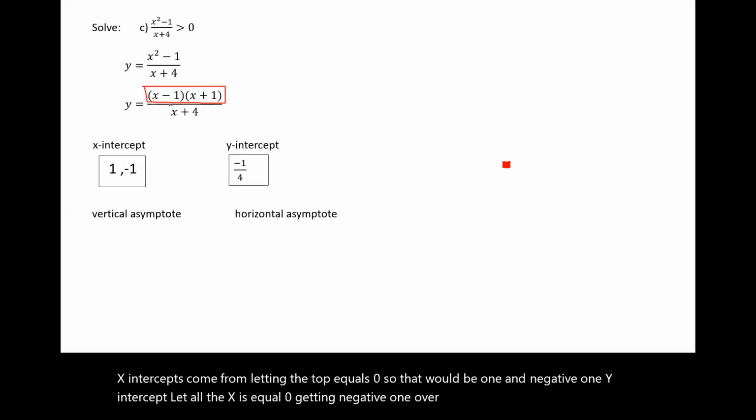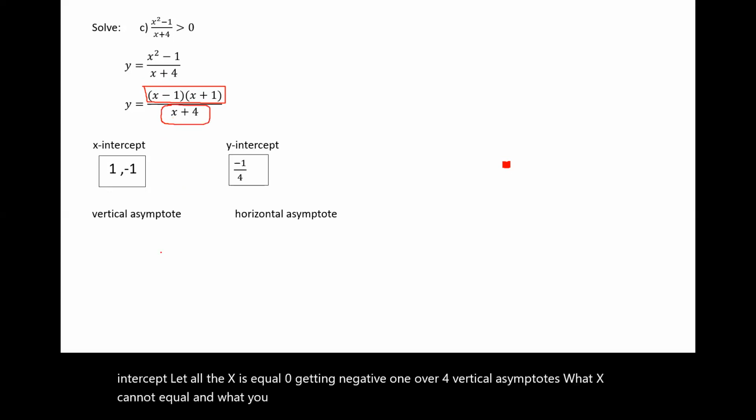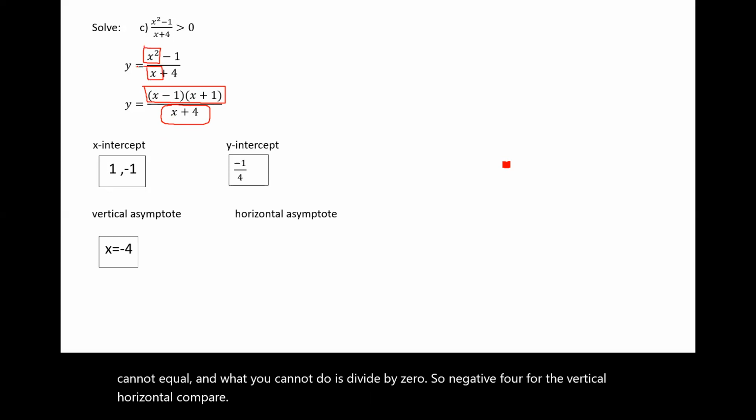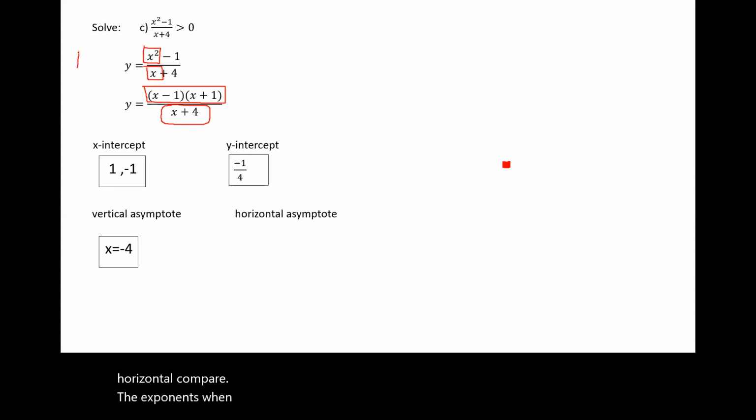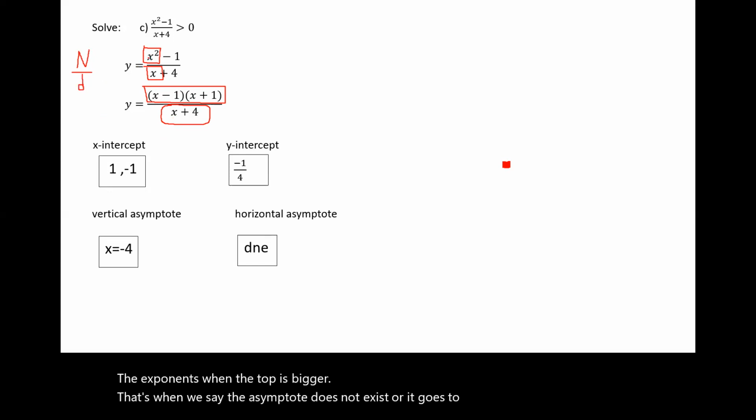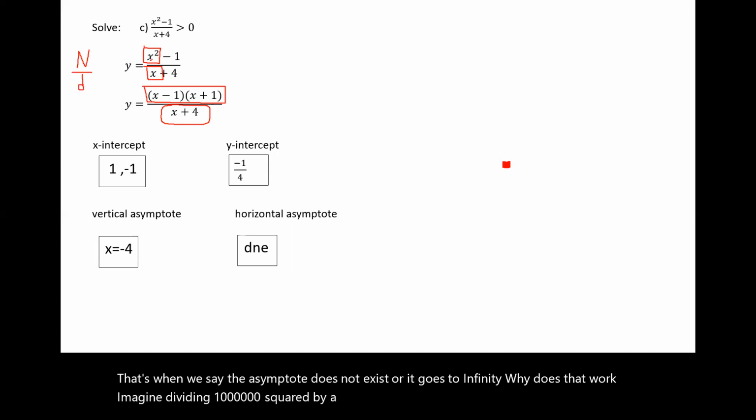Vertical asymptote, what x cannot equal and what you cannot do is divide by 0. So -4 for the vertical. Horizontal, compare the exponents when the top is bigger. That's when we say the asymptote does not exist or it goes to infinity. Why does that work? Imagine dividing 1,000,000 squared by 1,000,000. That's getting a whole lot bigger.